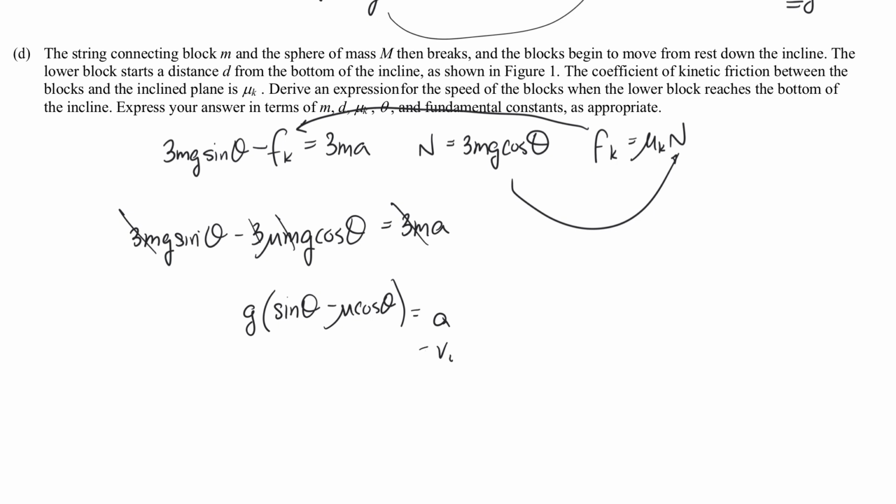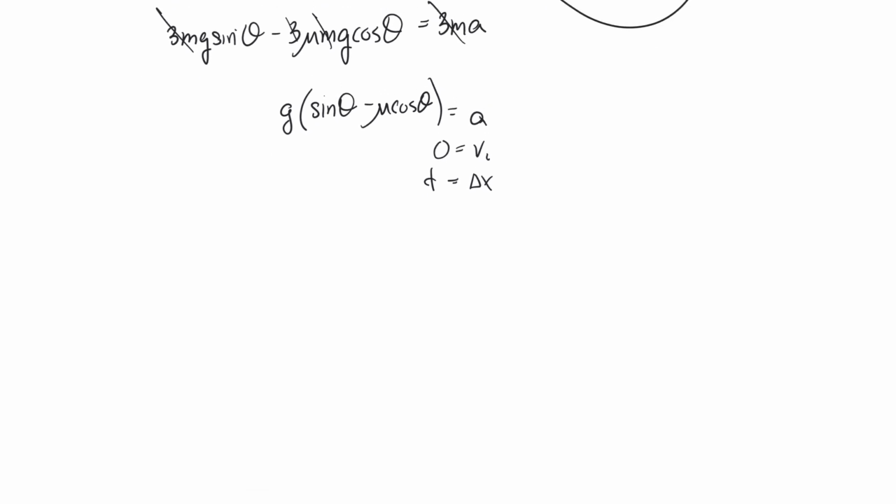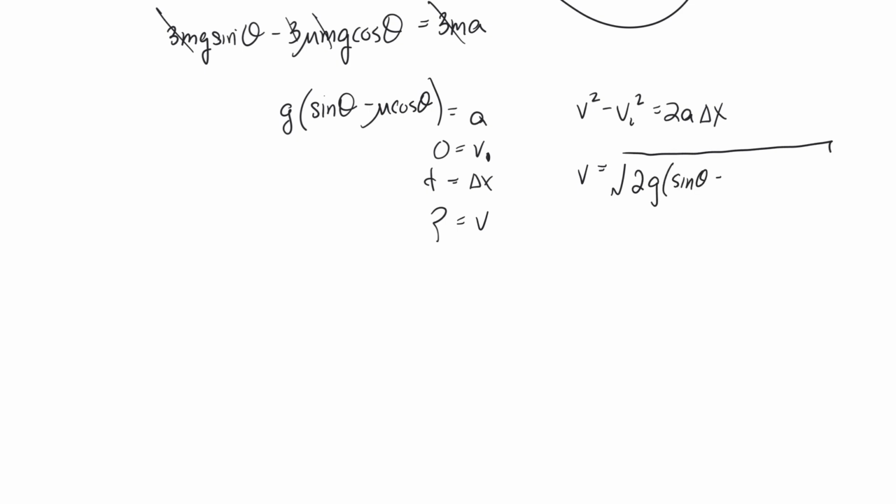V naught equals 0. Delta x equals d. And we're trying to find the final velocity. So v equals what? I'm going to use v squared minus v naught squared equals 2a delta x. So v equals the square root of 2 times g sine theta minus mu cosine theta times delta x, which is just d. There, that's it. That's how fast it's going when it reaches the ground.